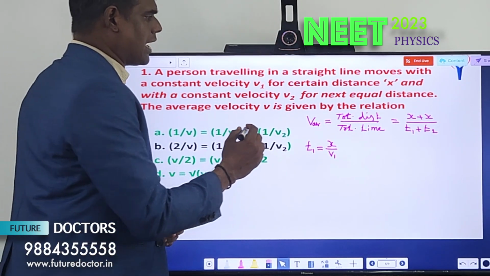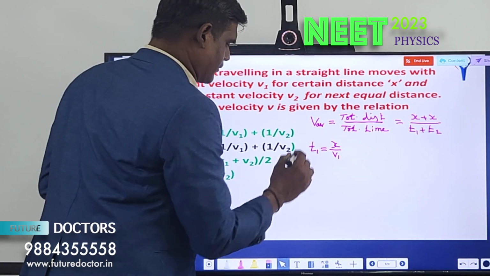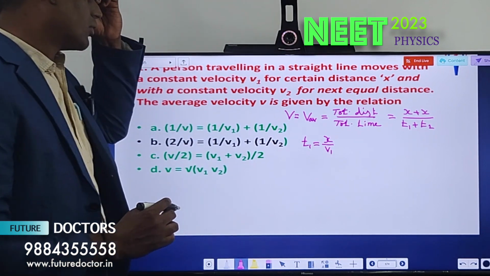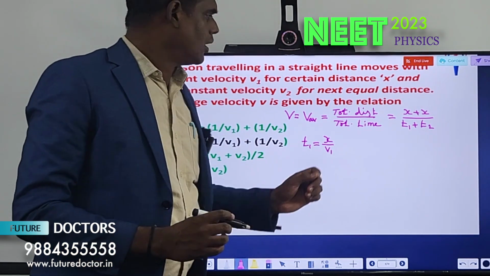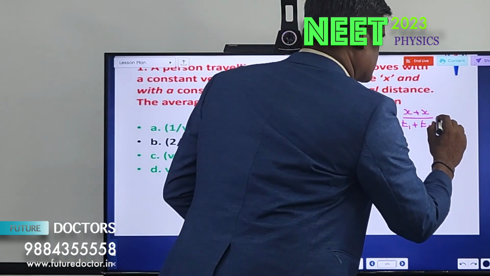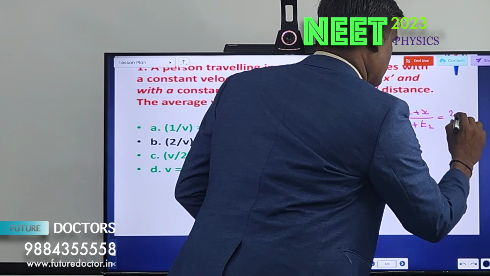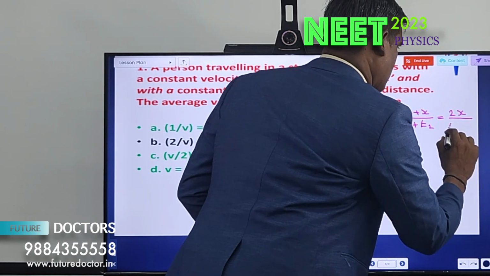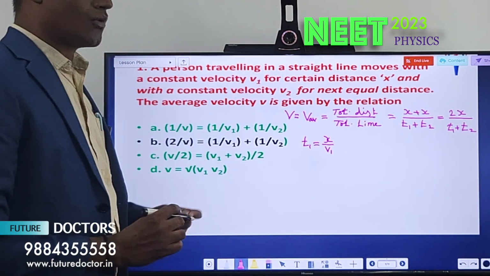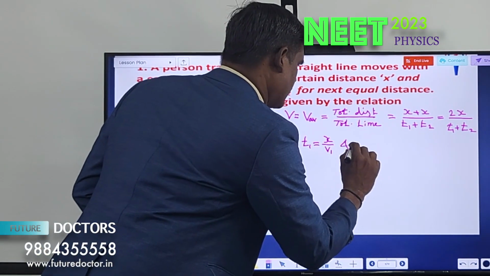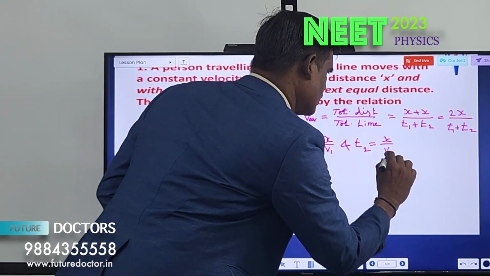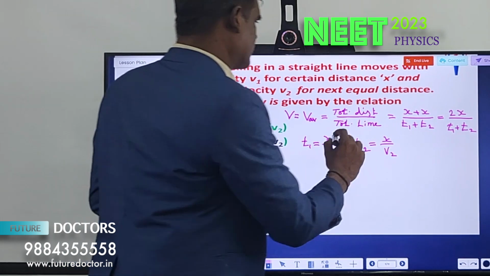We know the formula v average is equal to total distance by total time. Total distance is x plus x, that is 2x, divided by t1 plus t2. And t1 equal to x by v1, and t2 equal to x by v2. Substitute this in the v average.